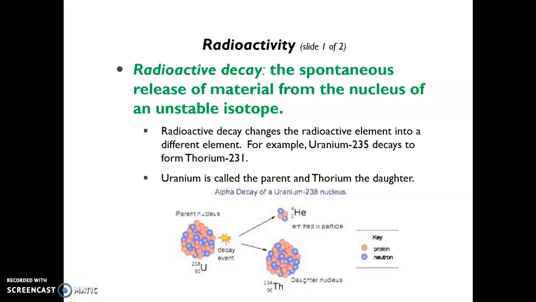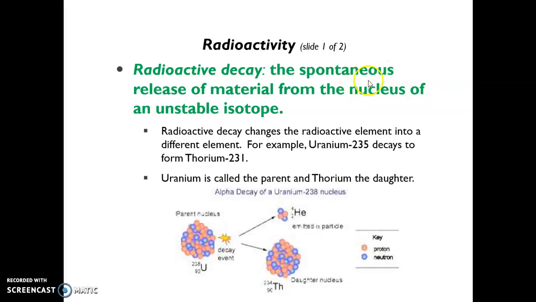This is the third screencast for Chapter 2, and the subject of this screencast is radioactivity. So first we're going to look at natural radioactive decay. We're not talking here about nuclear power plants. So let's define radioactive decay. It's the spontaneous release of material from the nucleus of an unstable isotope.